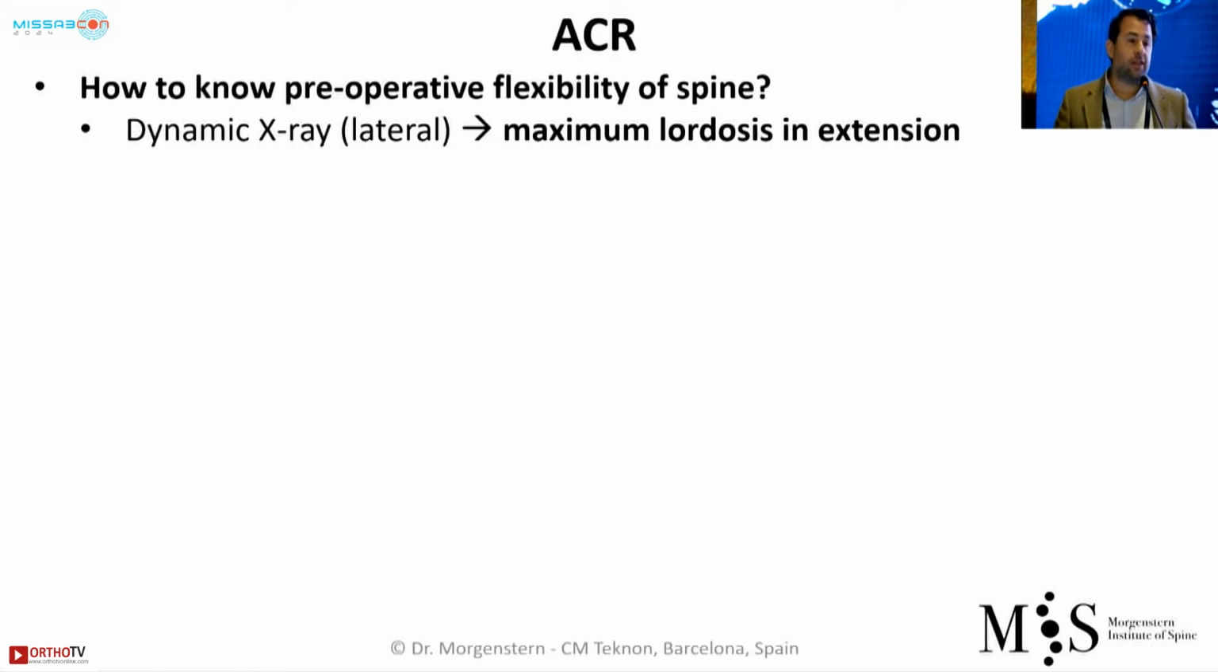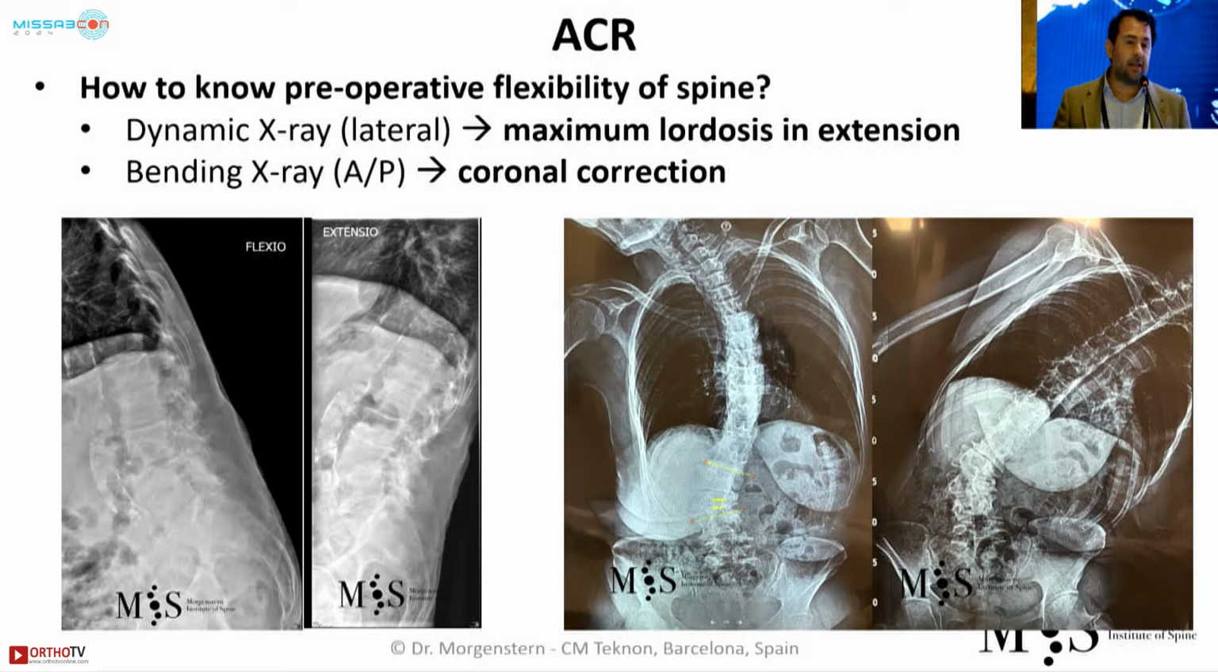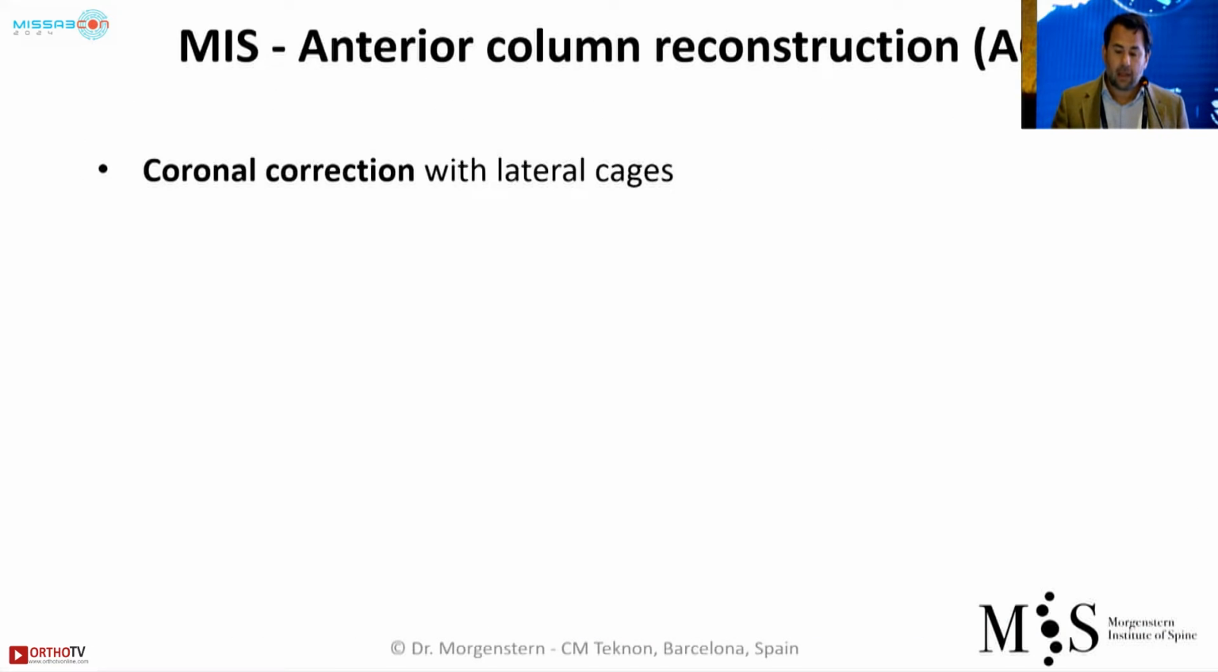So how do you know the flexibility of the spine? Well, you need the dynamic x-rays just to see how much lordosis you can create by forcing the patient. You can even use a fulcrum to try to bend him. And you will use the bending films like you use in adolescent scoliosis, just to see how much coronal correction you will get.